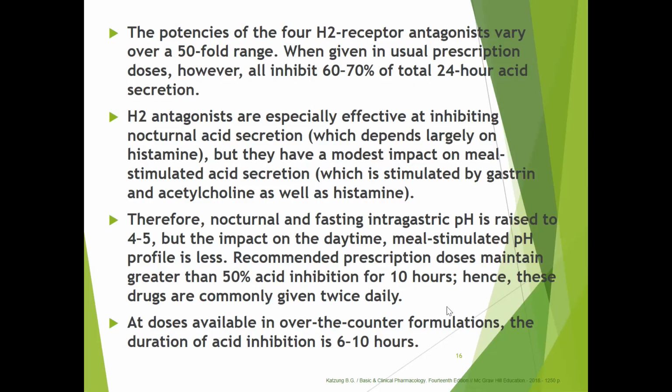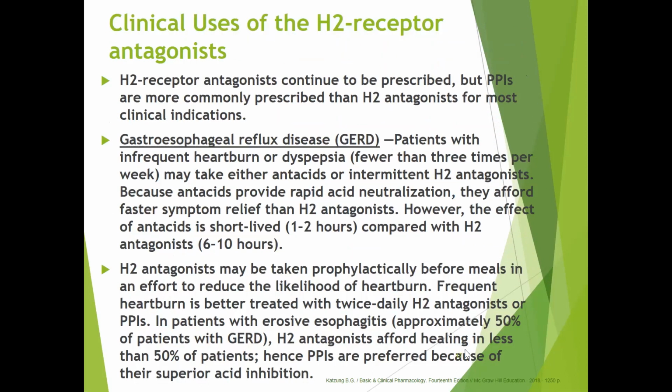H2 antagonists are especially effective at inhibiting nocturnal acid secretion, but they have a modest impact on meal-stimulated acid secretion. Therefore, nocturnal and fasting intragastric pH is raised to 4–5, but the impact on the daytime meal-stimulated pH profile is less. At the dose available in over-the-counter formulations, the duration of acid inhibition is 6 to 10 hours. Clinical uses of the H2 receptor antagonists.